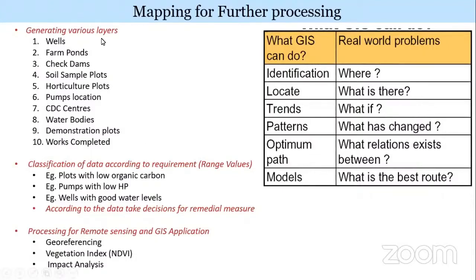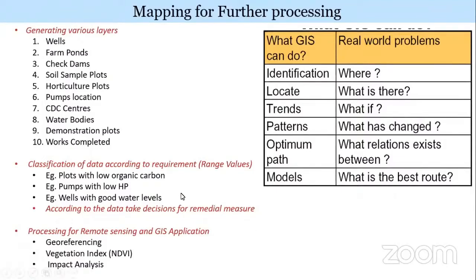So we can generate layers of existing wells, farm ponds, check dams, soil sample plots, horticulture plots, pump locations, cattle development centers, water bodies, demonstration plots, work completed. We can put these layers in GIS, and then a map can be created which can be used for further analysis. So we can understand what the planned works are and what the achievements are. So this is a very good tool for presenting our data to various agencies.